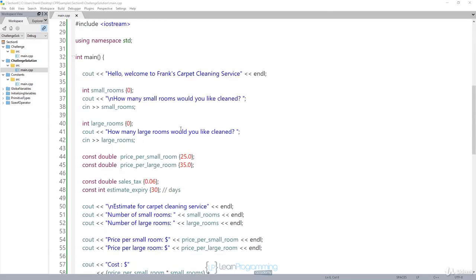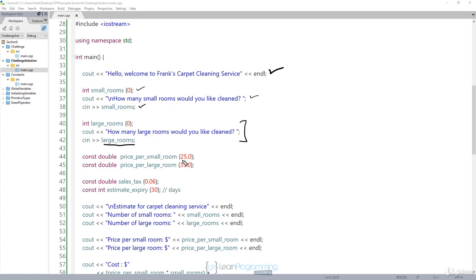We know what we had to solve. So let's look at some of these really simple statements first. And I'll mark this up just so it's easier for you to follow. So in this case, I'm simply outputting welcome. Then I've defined a variable here, which is going to hold small rooms, and I've initialized it to 0. That's the best practice. I'm prompting the user, and I'm asking them to put in the number of small rooms they want cleaned. I'm doing exactly the same thing here, except we're doing large rooms.